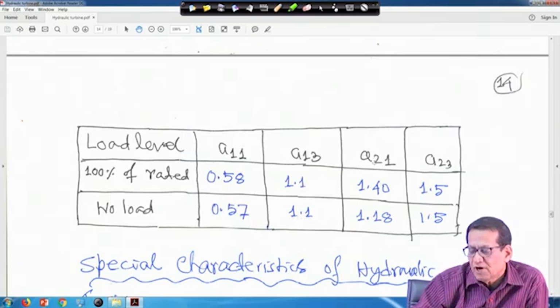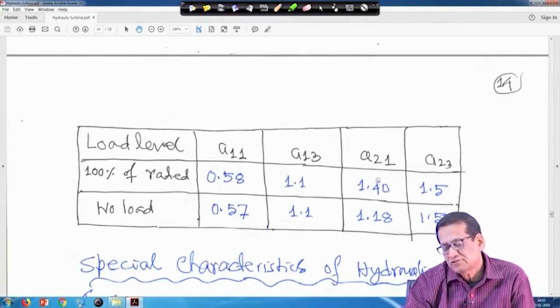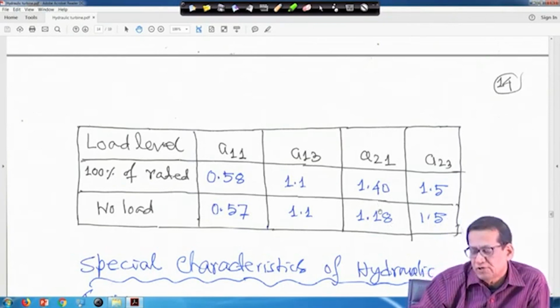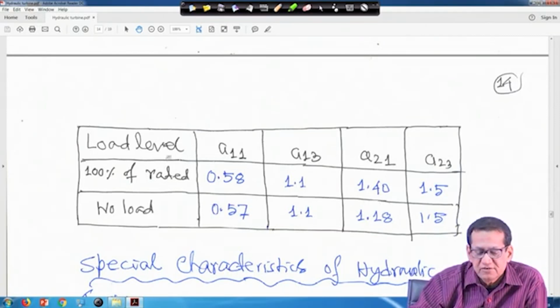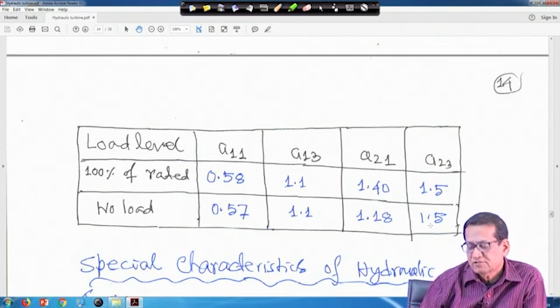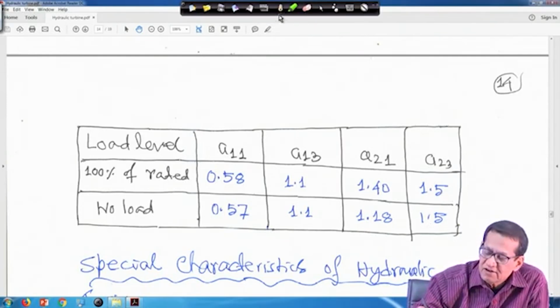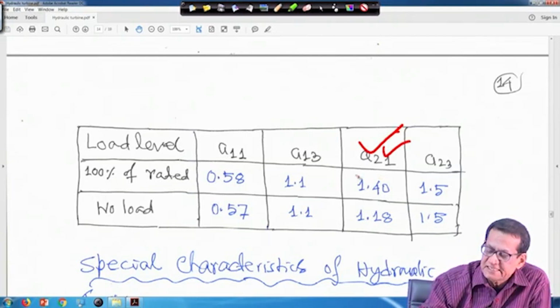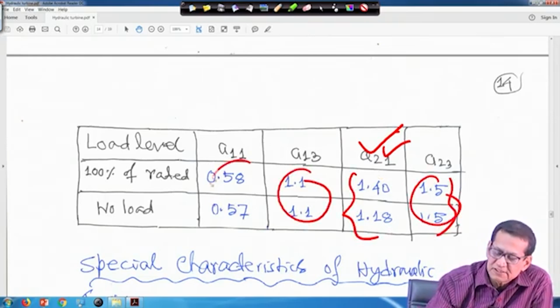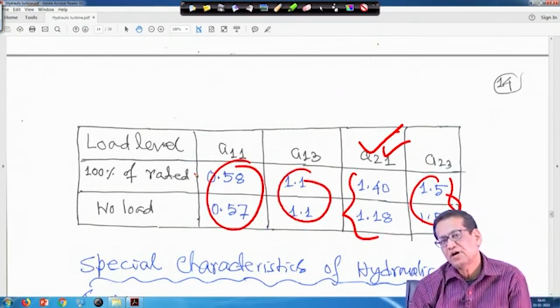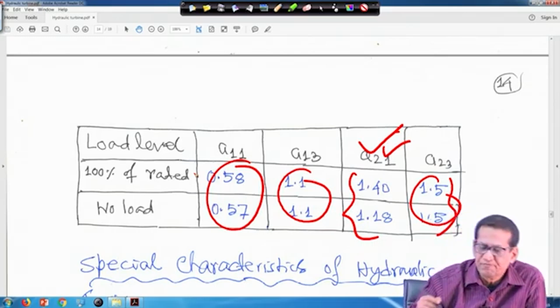Similarly, A21, 100% of rated is 1.4, but at no load 1.18. So, this is changing with the load. And similarly, your A23 for 100% of rated is 1.5 and for no load 1.5. So, the only thing is that only A21 is actually changing; the others are more or less constant.